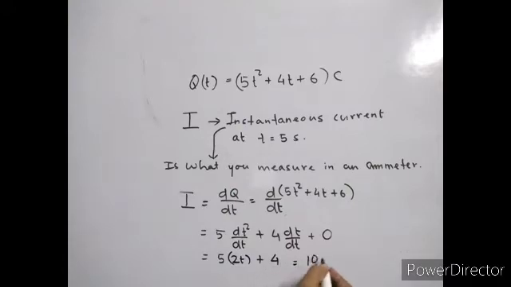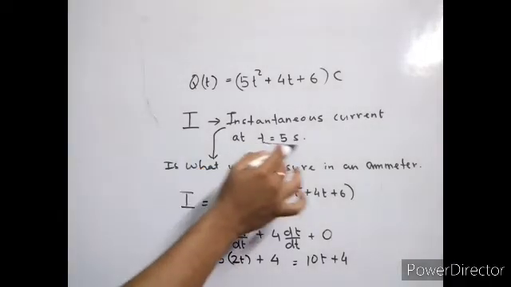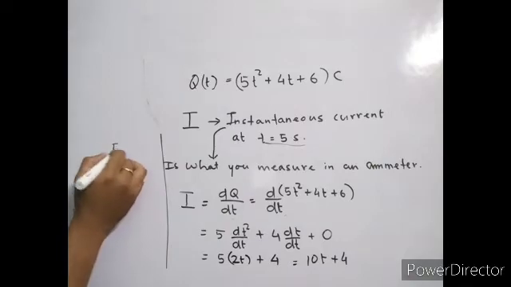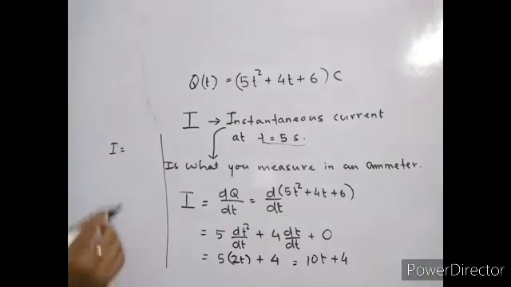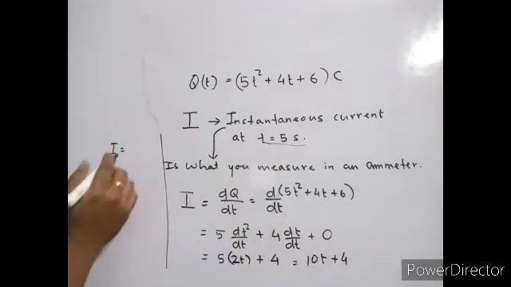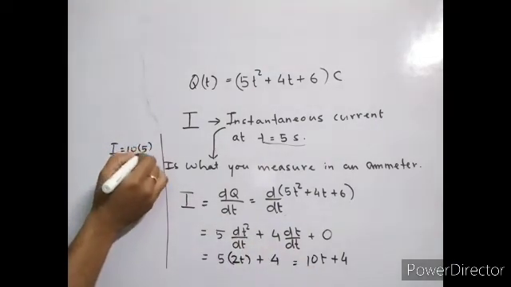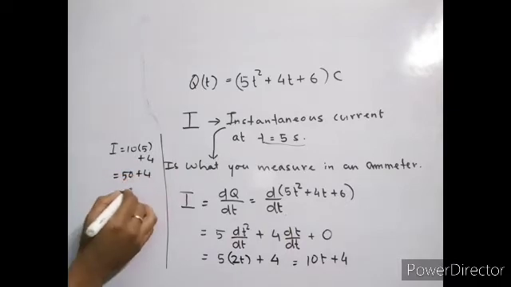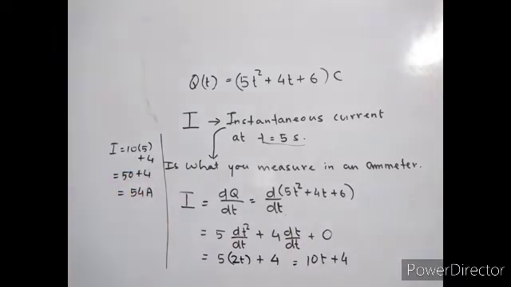So that is equal to 10t plus 4. Now this is the expression for current, and we need to obtain the value of current at time t is equal to 5 seconds. So we substitute the value of t with 5. So the value of current at t is equal to 5 seconds is, we take the 10 and multiply it with 5 plus 4, that gives me 50 plus 4, that equates to 54 amperes. Now this is the answer that we are looking for.